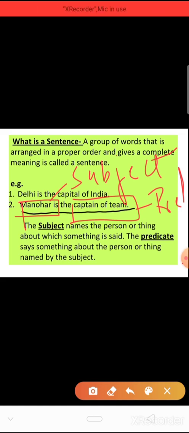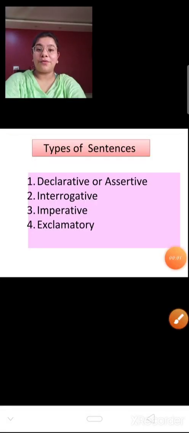Now I hope that you have understood what is subject, what is predicate, and what is a sentence. Now, after reading the definition of the sentence and what is subject and predicate, let us see how many types of sentences there are. In total, there are 4 types of sentences. The first type is declarative or assertive sentence. Second, interrogative. Third, imperative. And fourth, exclamatory. Now, one by one, we will read about them.